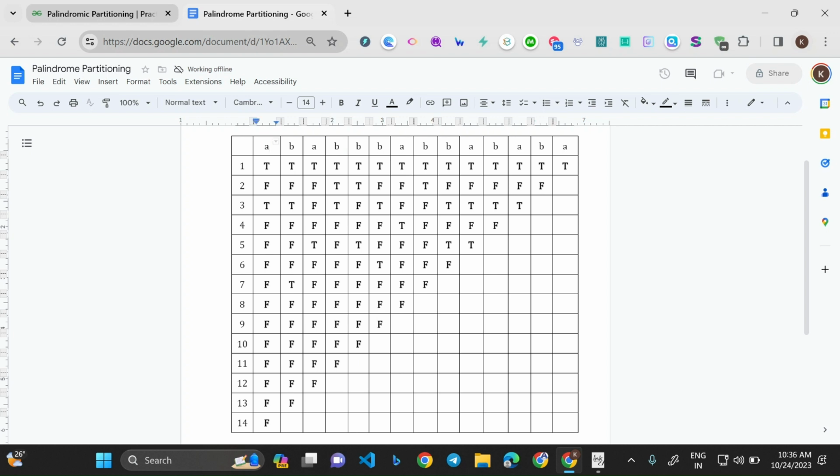A alone is a palindrome. B alone is a palindrome. A alone is a palindrome. B alone is a palindrome. So every character is a palindrome of its own, and this is of length one. Now come to length two. Length two, starting from A.